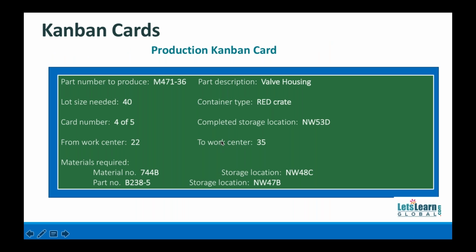This is an example of a production Kanban card. It tells us what is to be produced, the description, size, container type, etc. So it moves to the next stage, and the person at the next stage can understand what is to be added and what was already added.